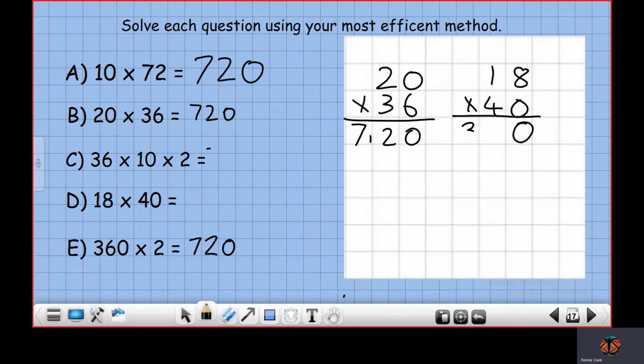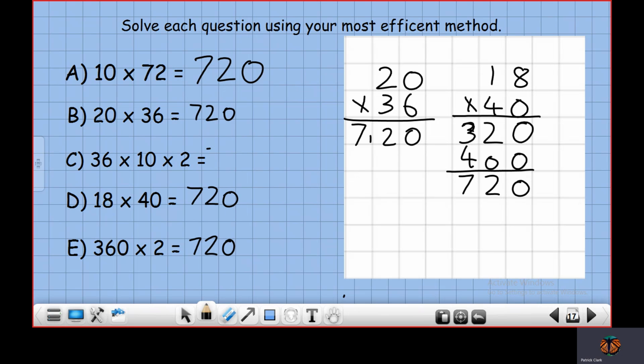Let me use my carrying skills. Oh, no, let's do that. Let's do 320. Then let's do 10 times 0, which is 0. And then 10 times 40, which is 400. And let's add them together. So we get 0 and 20, and then 720 again. So they are all turning out to be the same so far.